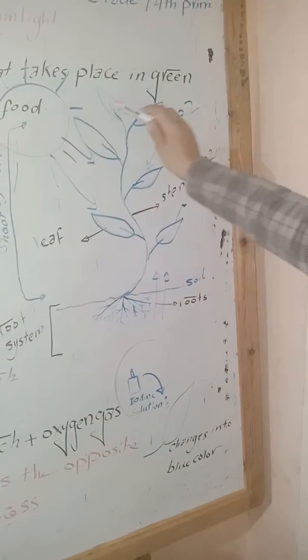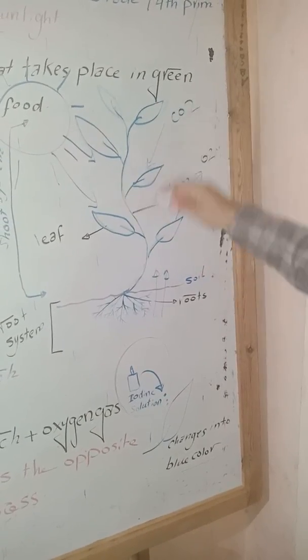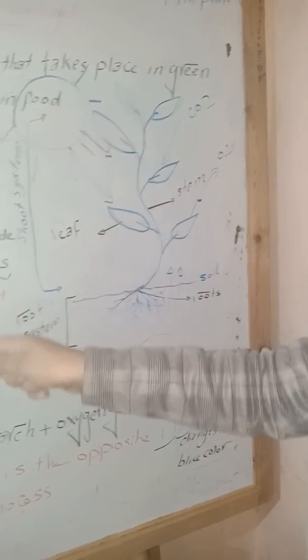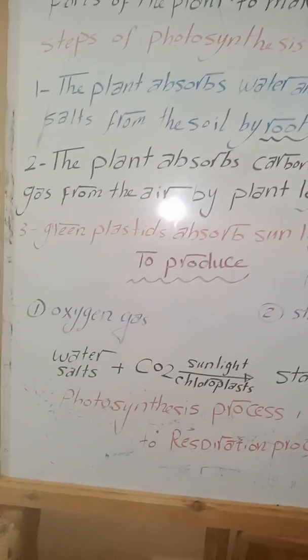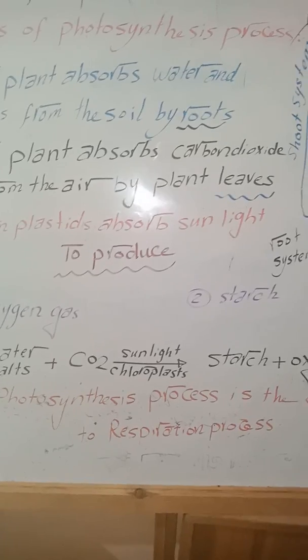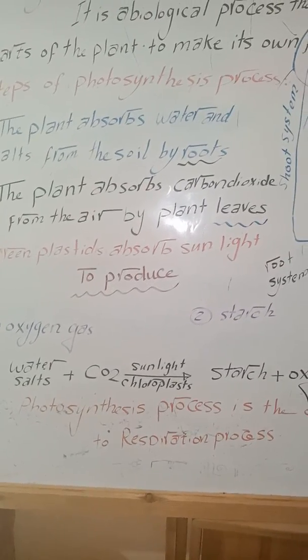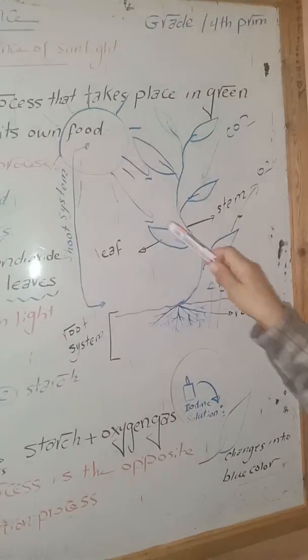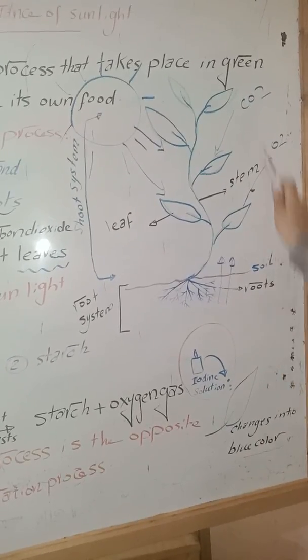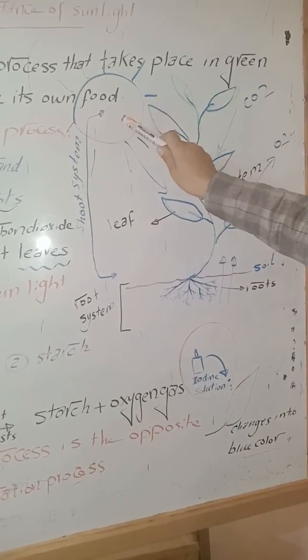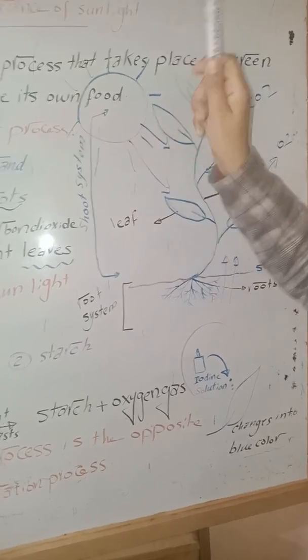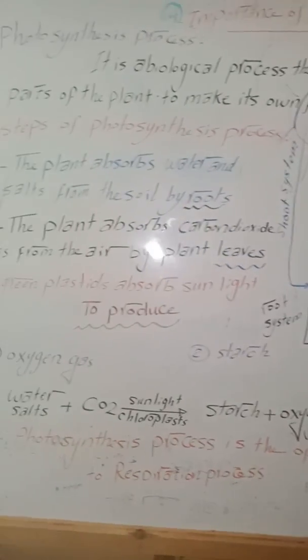The plant leaves absorb carbon dioxide gas, and green plastids absorb sunlight to produce oxygen gas and starch. So green plants use water and salts, carbon dioxide and sunlight to make their own food by the photosynthesis process.